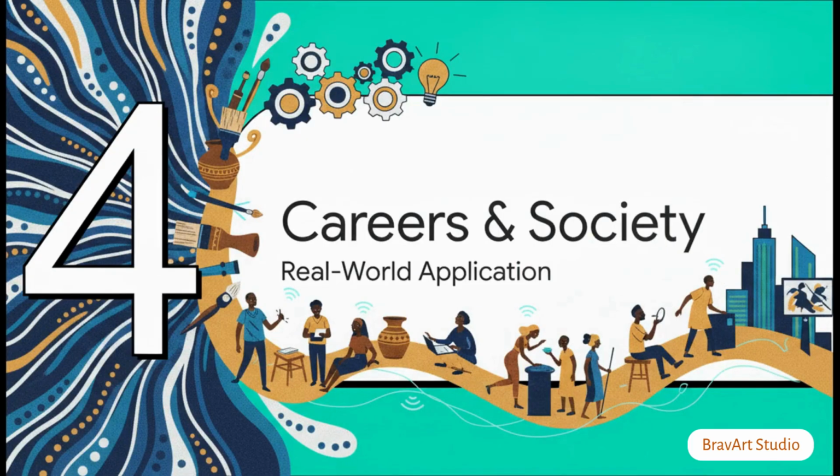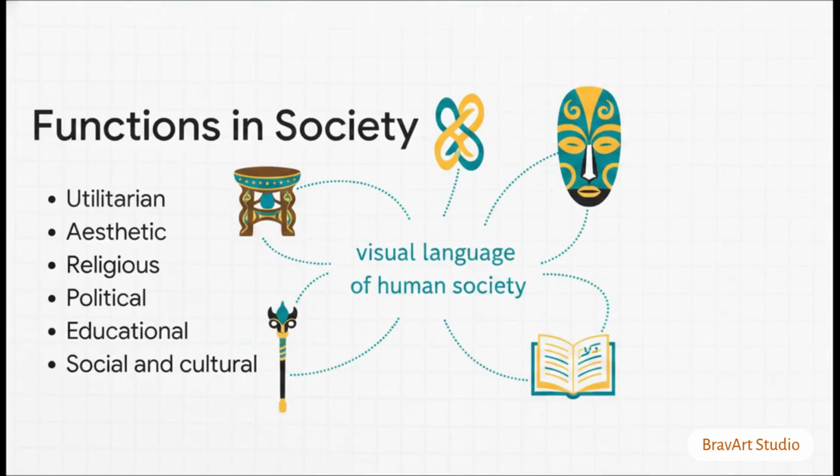Moving into Section 4, art careers and society. Let's look at the real-world application of all this. Before we look at specific jobs, we really need to recognize these foundational roles. Art is not just there to be decorative. It serves vital utilitarian functions. I mean, somebody designed the chair you're sitting on. It holds religious and political power. It communicates complex educational, social, and cultural ideologies across generations. It is, quite literally, the visual language of human society itself.